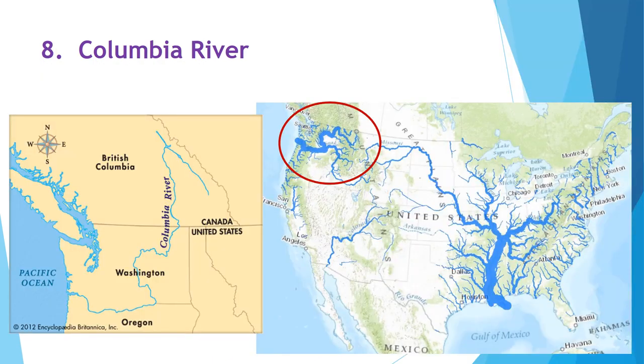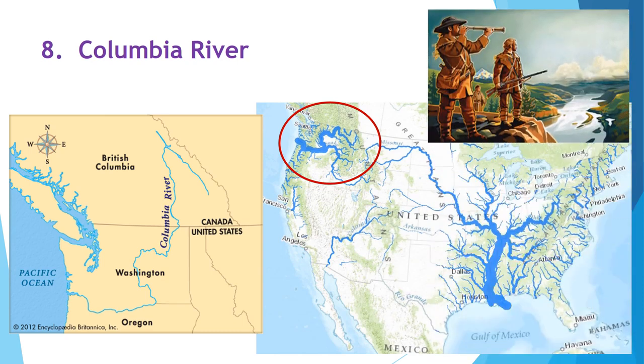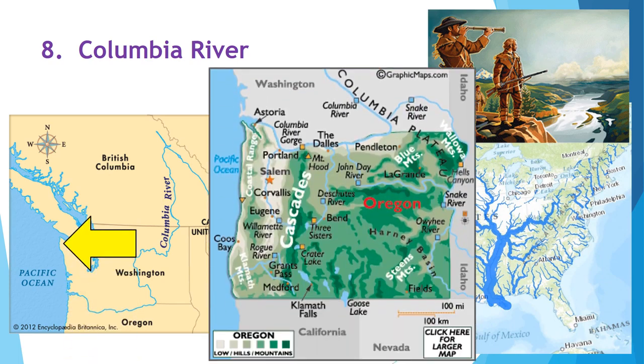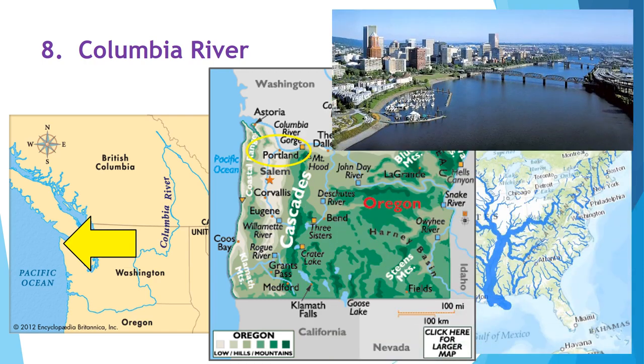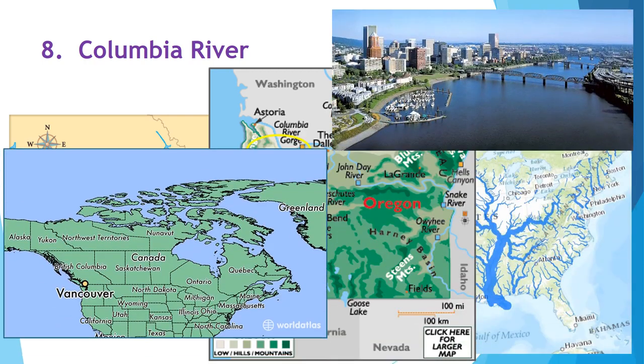The Columbia River is the westernmost river explored by Lewis and Clark when they were sent by President Thomas Jefferson to map out the West. This river flows from Canada to the Pacific Ocean. Portland, Oregon, and Vancouver, Washington, are both large cities that border this river.